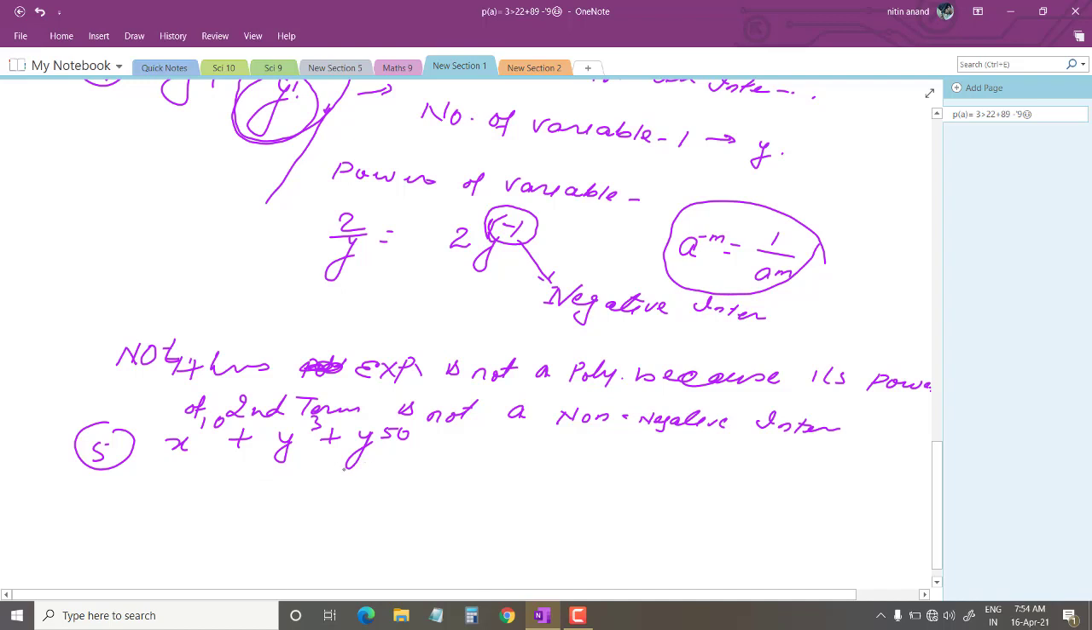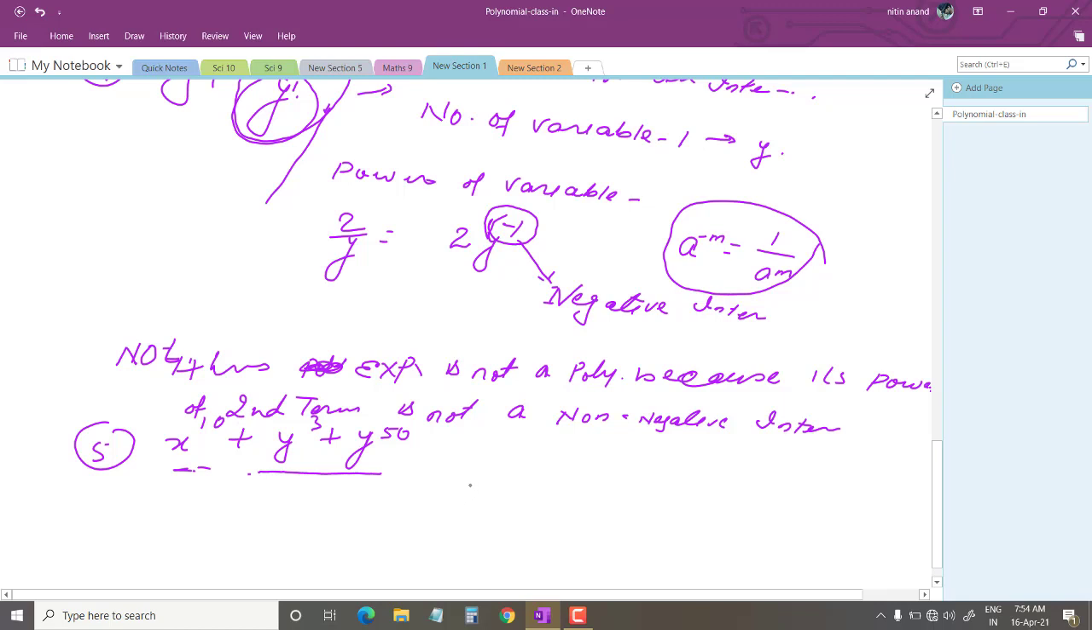First of all, we will see if this expression is a polynomial. Firstly we have to read the question. The question is whether it is a polynomial in one variable or not. Then see, the number of variables is 2, x and also y. Then it has two variables.